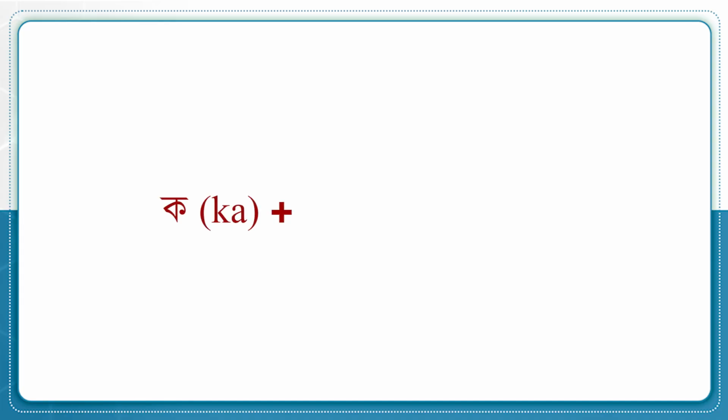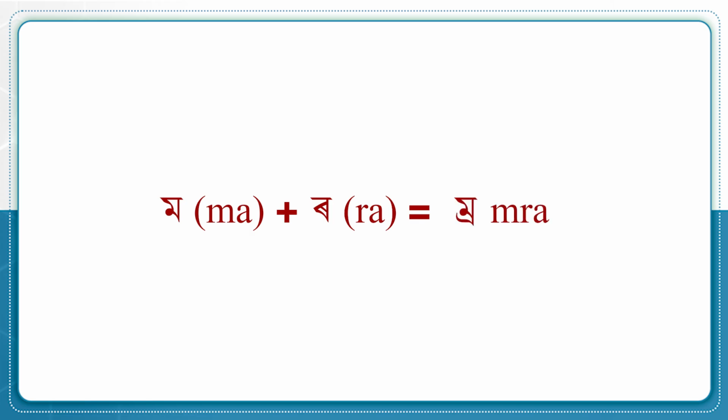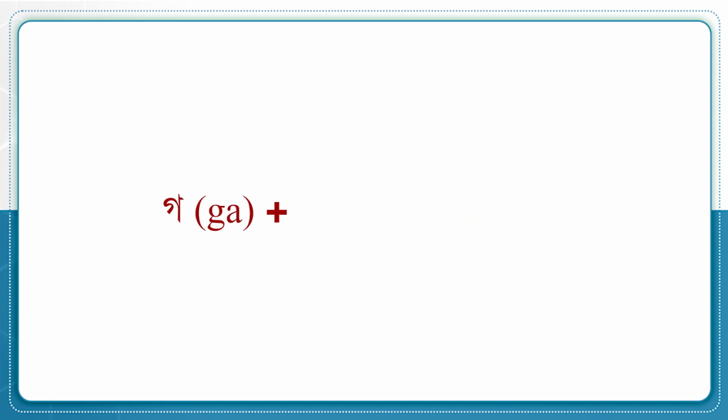For example, the combination of ka and ta is kta. The combination of ma and ra is mra. The combination of ga and la is gla. These clusters are different from individual consonants. Let me show you some of the most frequently used two-letter clusters in Assamese.